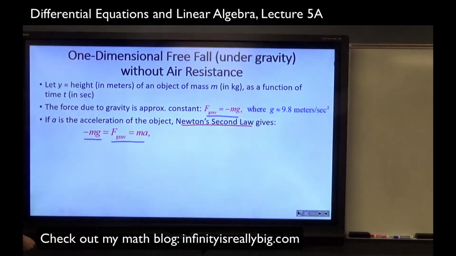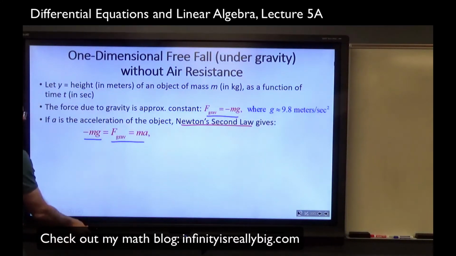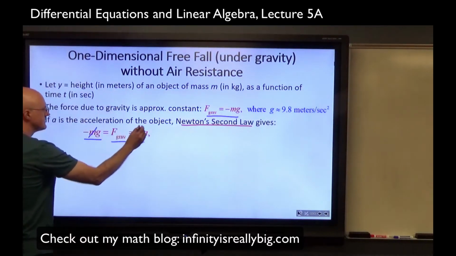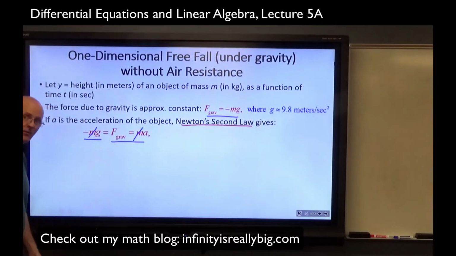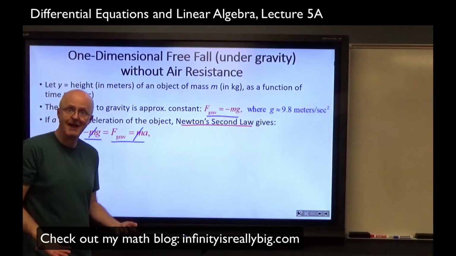It's a constant that can be written as negative mg. Okay? So this is our equation of motion that comes from Newton's second law. What can we do with it? Well, we can cancel the m's. And what that's going to say right away is that when there's no air resistance, the mass doesn't matter.